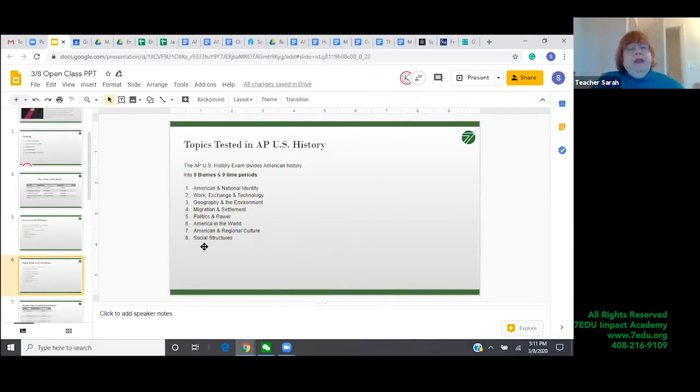Now with these, you're going to see these kinds of things when you're dealing with the theme of the historical thinking skill of continuity and change over time, because they'll deal with a theme and you have to analyze how did this change over time, over this time period that they're asking about.